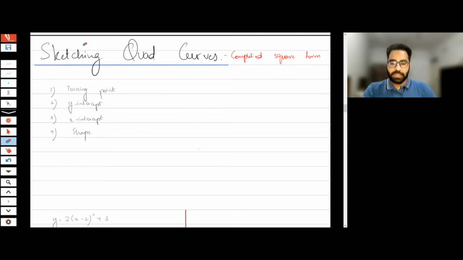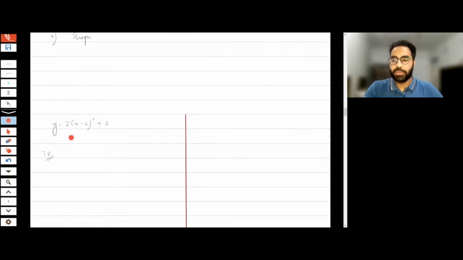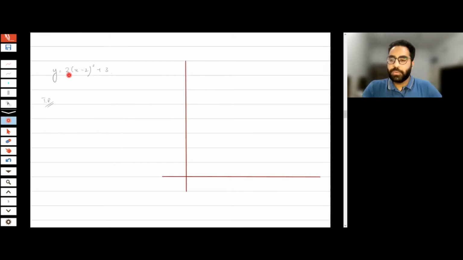Keeping these things in mind, we're going to attempt this question over here. I have y equals 2(x minus 2) whole square plus 3. And the first thing that I have to do is to find the turning point. In order to find the turning point, you're going to take the value inside the bracket equals 0. Remember, a turning point has two coordinates, the x coordinate and the y coordinate. So you have to find both of these coordinates to complete the turning point. So you take x minus 2 equals 0. So the value of x comes as 2. So the x coordinate for the turning point is 2.